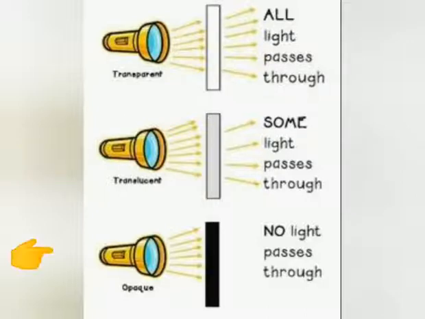Now, opaque materials do not allow light to pass through them at all. Examples are wood, cardboard, etc. Now, the color of an object depends upon the color of light reflected by it.